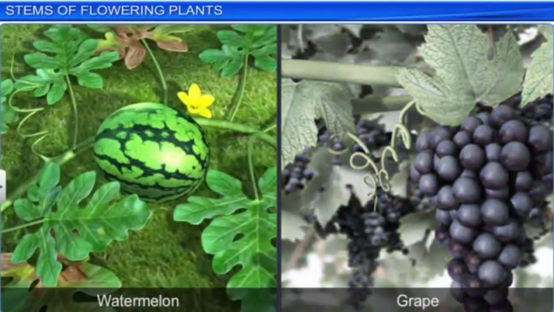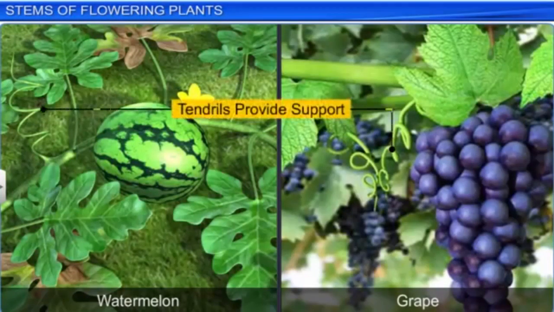In some plants like watermelon and grape, slender and spirally coiled stem tendrils emerge from axillary buds. The stem tendrils are modified stems that help the plant to climb.